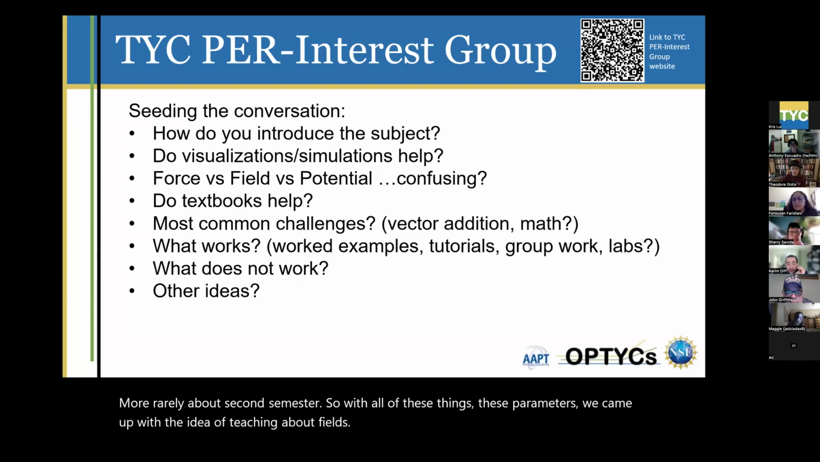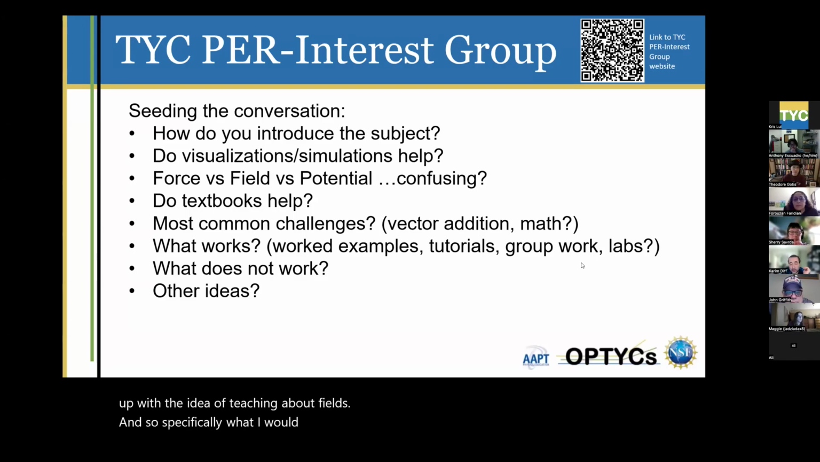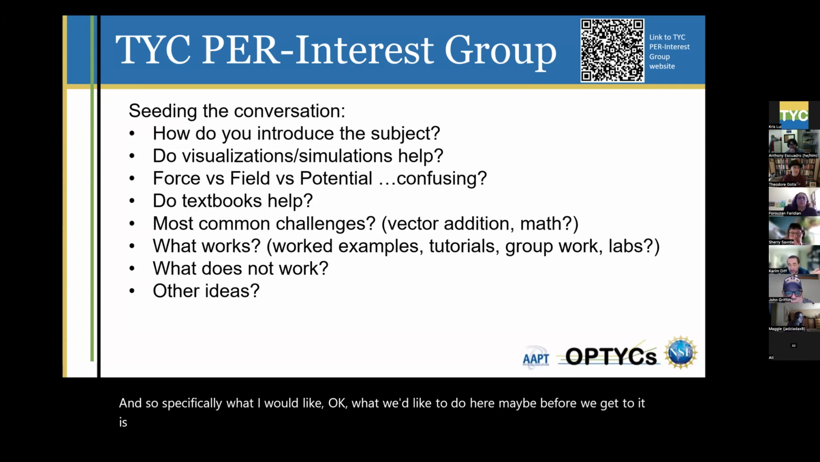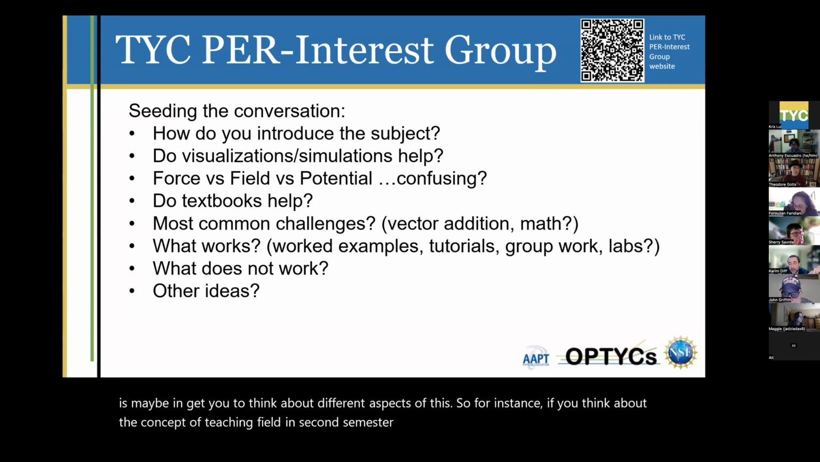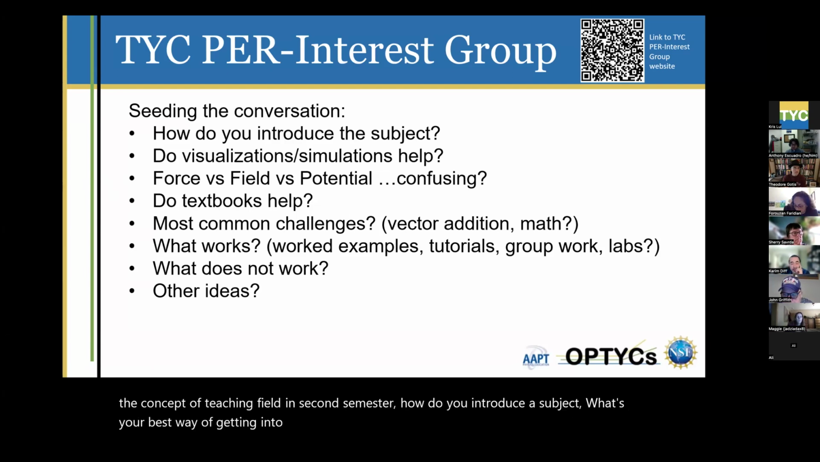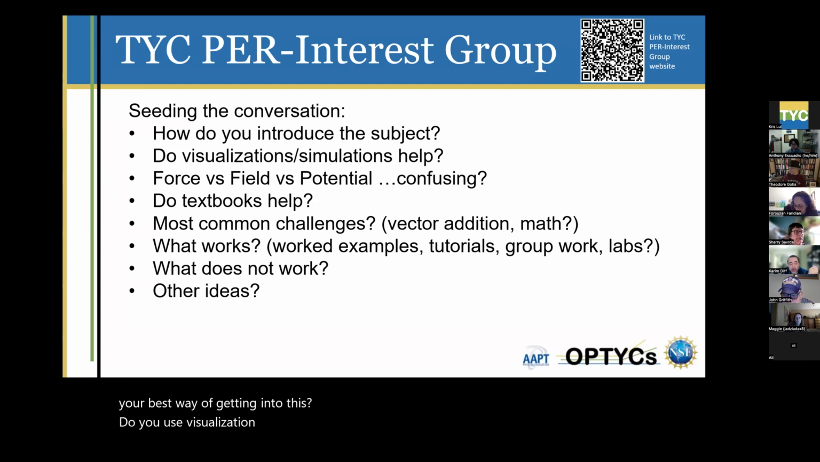Specifically, what I would like to do here, maybe before we get to it, is to get you to think about different aspects of this. So, for instance, if you think about the concept of teaching field in second semester, how do you introduce a subject? What's your best way of getting into this? Do you use visualization, simulations? Do you think they help?